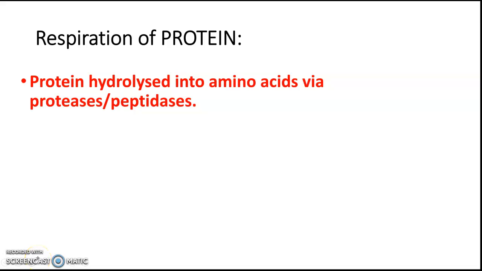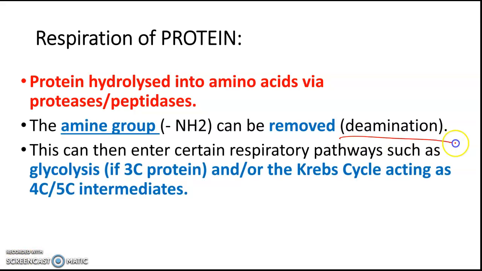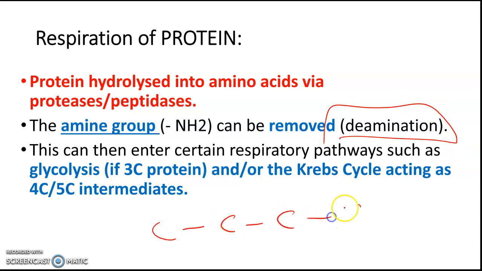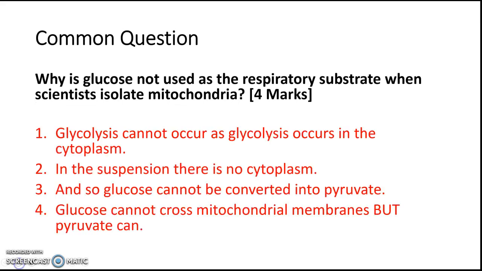Proteins are hydrolyzed into the amino acids via sort of peptides. We'll remove the amine group by this process called deamination. That then just leaves the carbon chain, and then that carbon chain can enter the Krebs cycle and so on forth. Okay, so pause the video and have a go at this question, and the answer will follow.